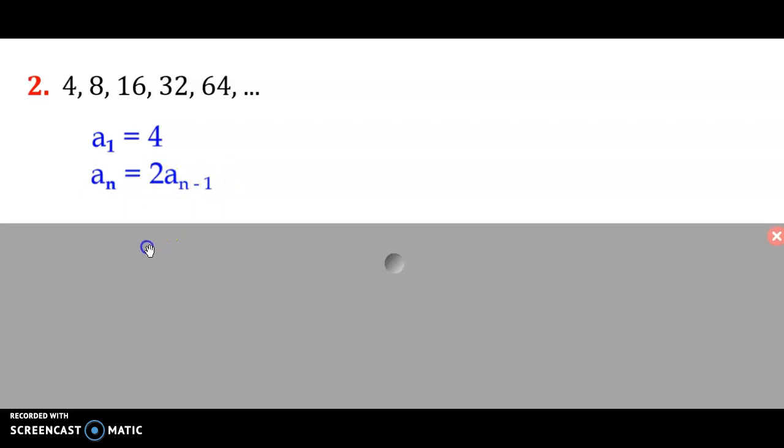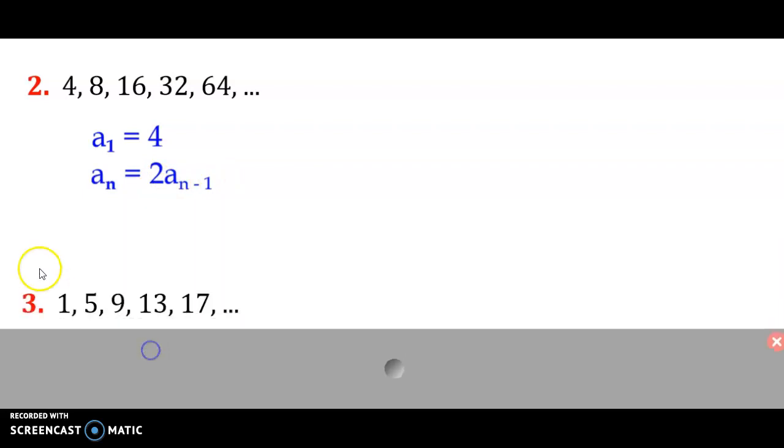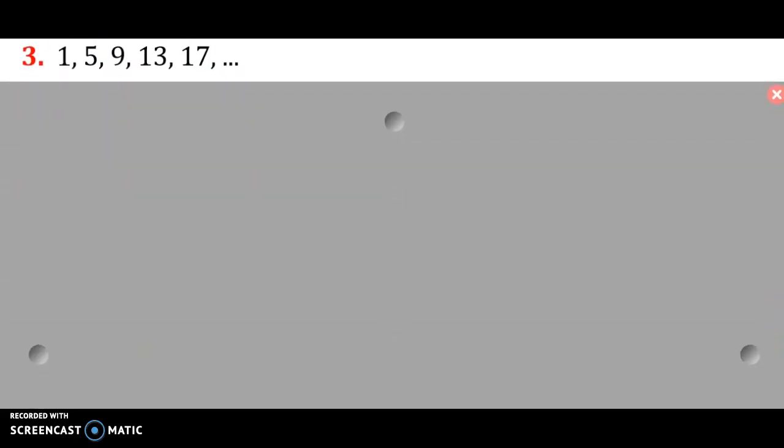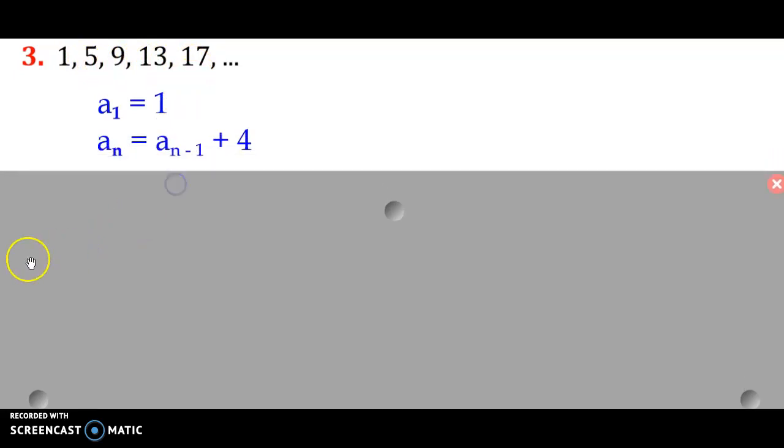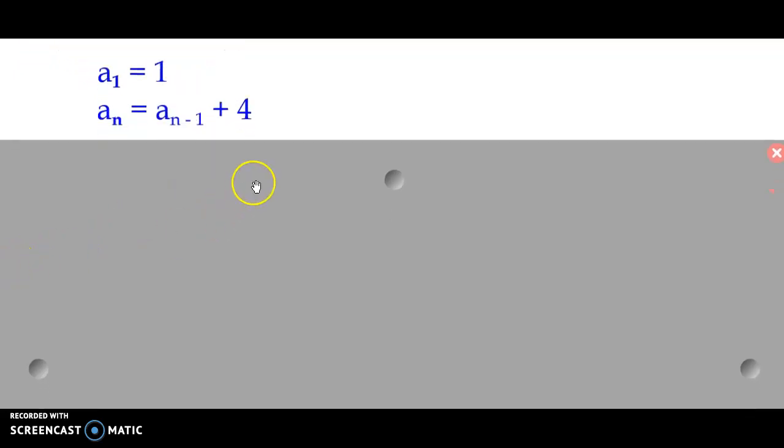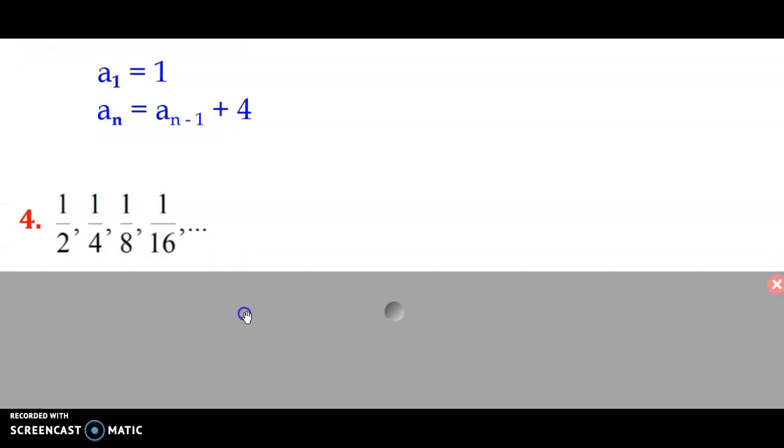Cool. All right, give it another shot here. Take a look at this one. Pause it, copy down what you think the recursive formula should be. Okay, and we're back. A sub 1, got it. What did I do to get from one term to the next? Well, I'm just repeatedly adding 4. So I'm going to say a sub n minus 1 plus 4. Not complicated.